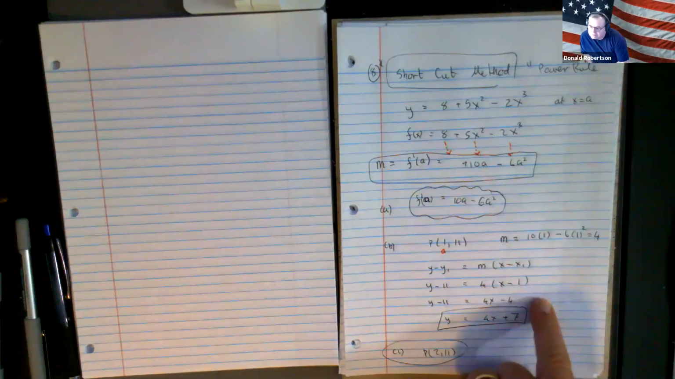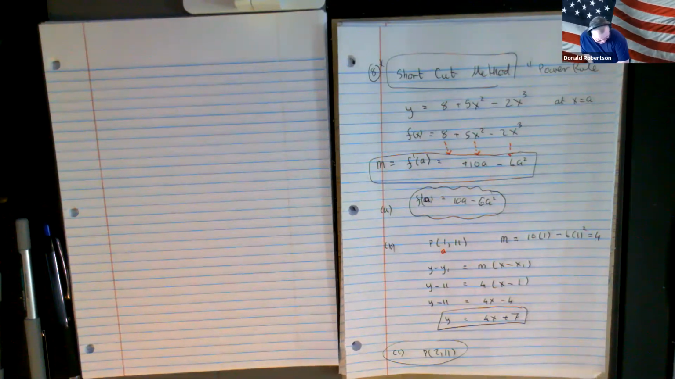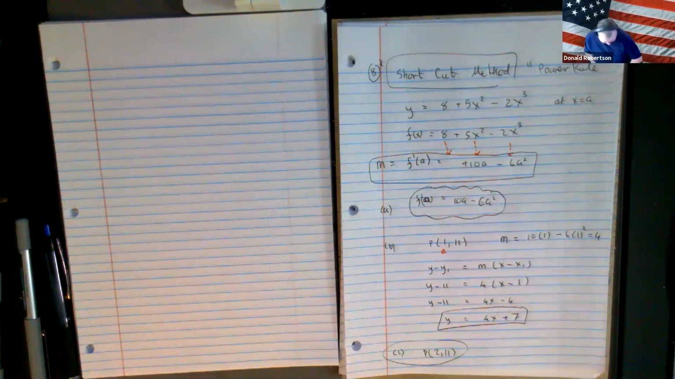So far, so good. So as long as it's a polynomial like this, we can use the shortcut, the power rule method.